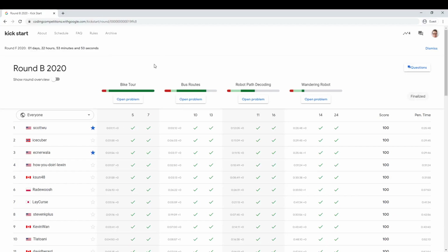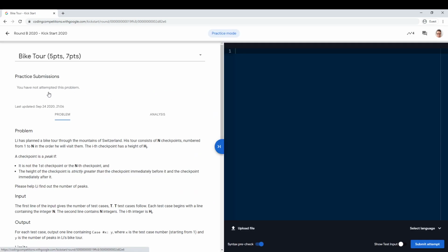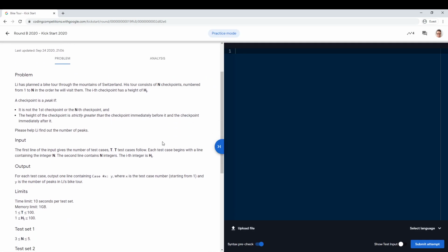This is Google Kickstart 2021B. This is some programming competition they started recently. It's supposed to be relatively easy problems. I have not done this set of problems before, even though the contest happened a while ago. So let's get into it. Hopefully I can solve these.